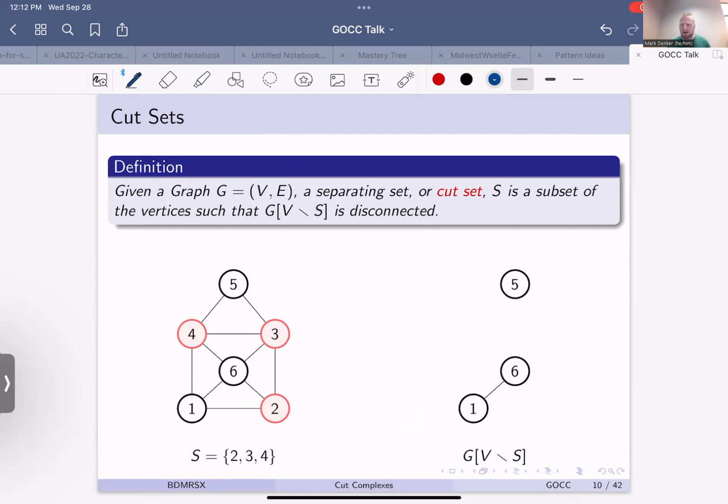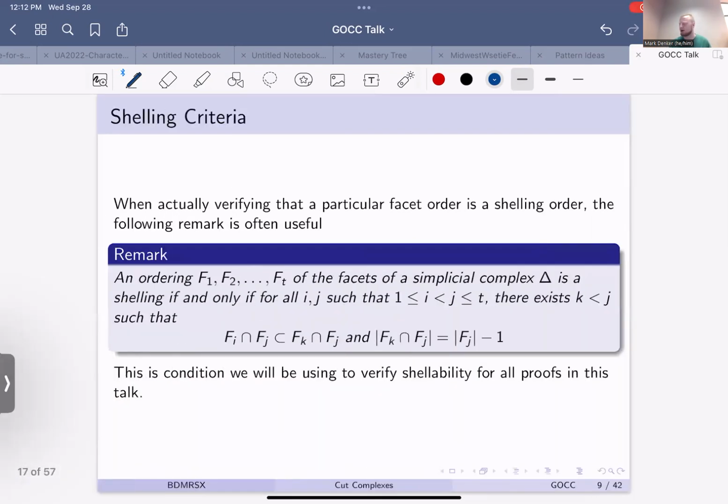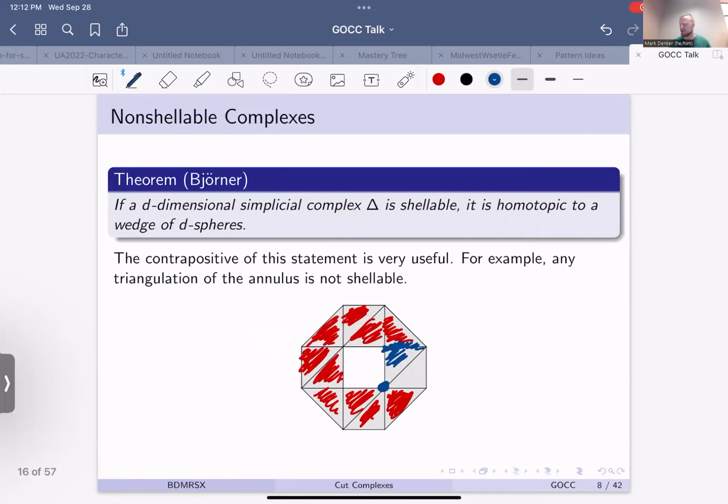A question in the chat. So you need to intersect at codimension 1 with every triangle. The rule of the shelling is that every intersection needs to be contained in a codimension 1 face of the intersection. So technically this vertex and this vertex are also codimension 2, but they're contained in a codimension 1 face.